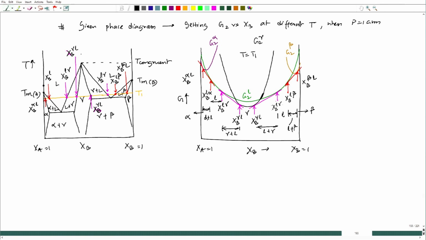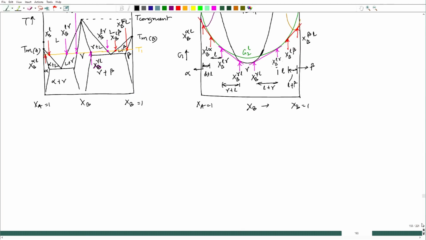Like that way you can get to all the conditions. For example, I will just show one more plot at the eutectic temperature on the A rich side. If I do that, then I think you can do it for other cases also. So, let us see one more case. If I do it at this particular temperature, let us say T2.